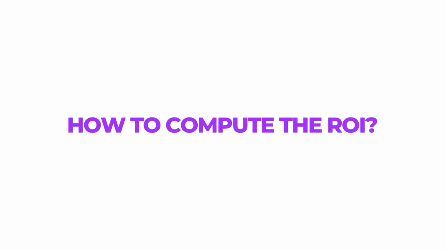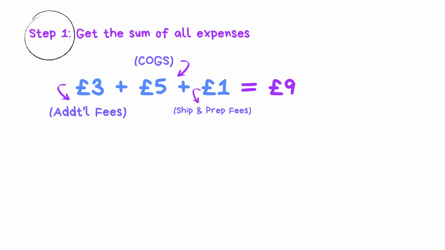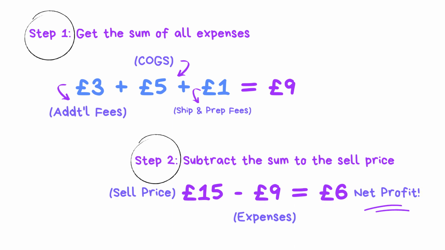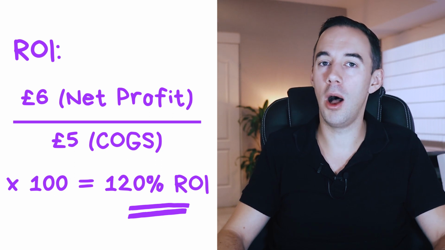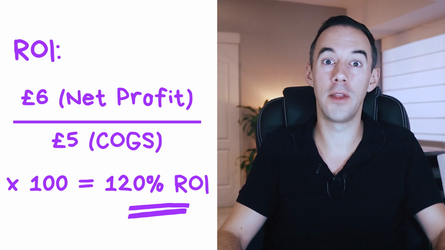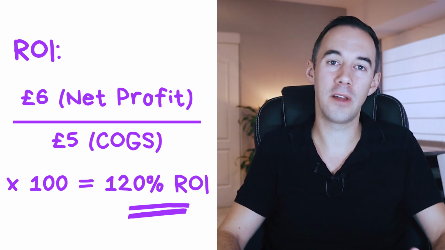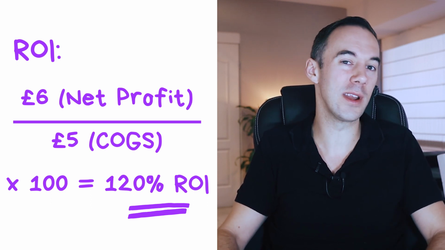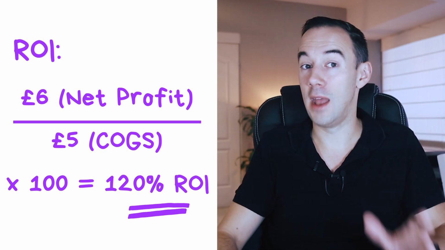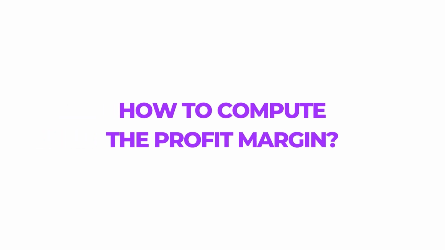So to compute the ROI, first, let's get our profit figures by adding all the expenses together, such as the cost of goods, the additional fees, the ship, and the freight costs. So that means our net profits after all costs incurred are going to be £6. Now, to get the ROI, what we're going to need to do is to divide the profit, £6, by the cost of goods, remember £5. Now this means the ROI is going to be 120%. Woohoo! Love that.